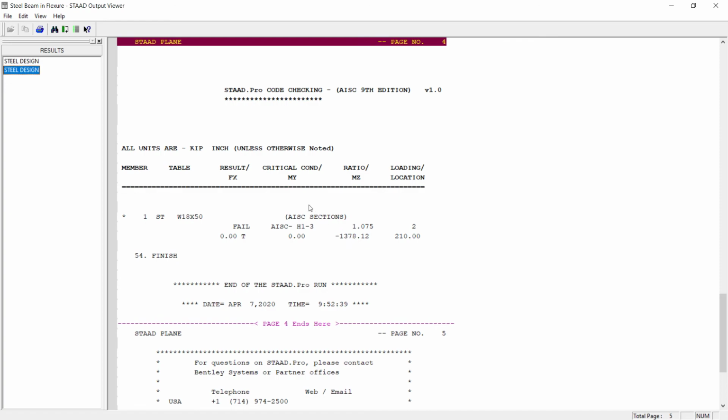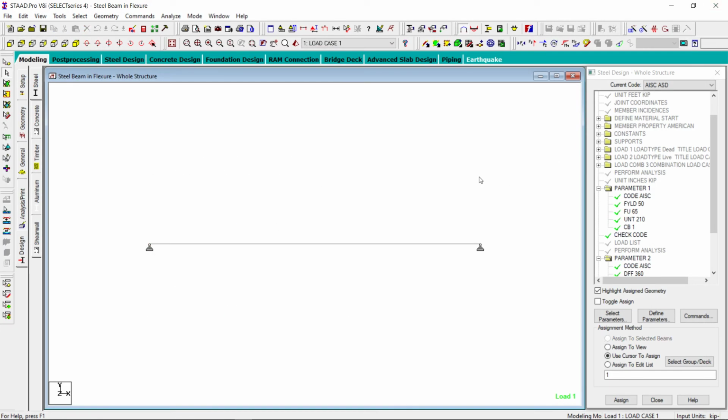That means I have to change this beam. That means a W18x50, maybe it will be a higher beam. So it will be an uneconomical design. So please do not make this mistake, and always define UNT and CB both. So this is a big lesson learned.